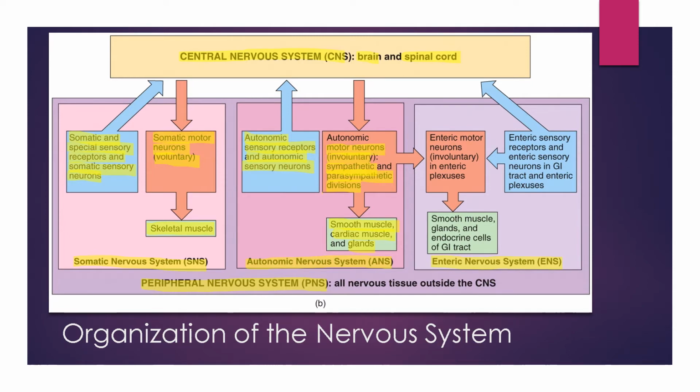Lastly, then, we have the enteric nervous system. This is also known as the brain of the gut. And this is completely an involuntary nervous system. Now, the ENS consists of over 100 million neurons in the enteric plexuses, and these are going to extend through most of the length of the gastrointestinal tract. So the enteric nervous system is really the nervous system all around the gastrointestinal tract.